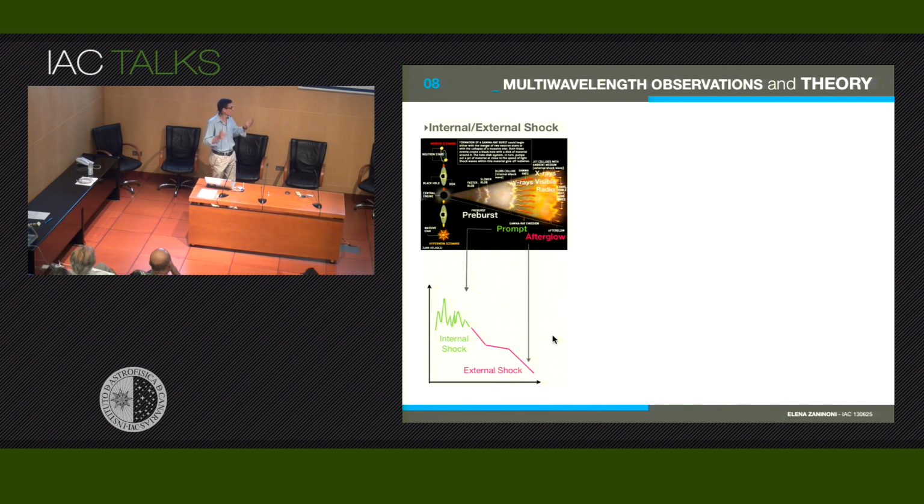To explain all these characteristics, many models have been proposed. For example, this is the standard model, that is the internal and external shock model, in which we have a massive star that collapses for the long gamma ray bursts, or we have the merging of two compact objects, that is the scenario for short gamma ray bursts. And so we form a central engine and then a jet. And when this outflow catches up with the external medium, firstly we have an internal shock, that is the fast shell catching up with the slow shell, and so we have internal shock, and we have the prompt emission, that is this part of the emission, the gamma ray emission.